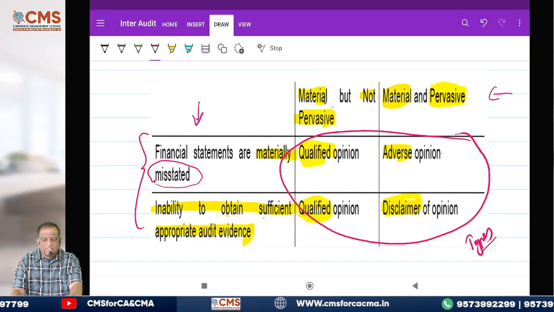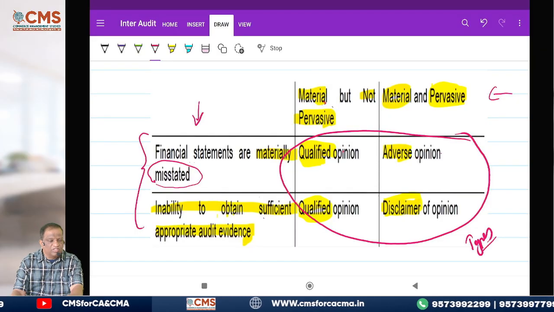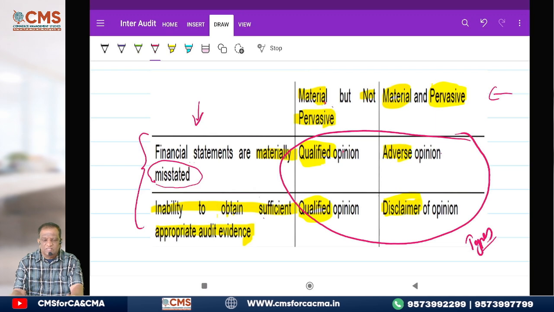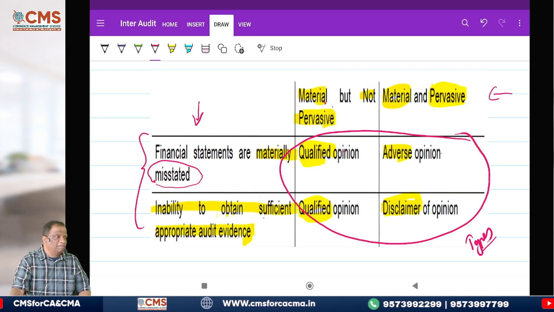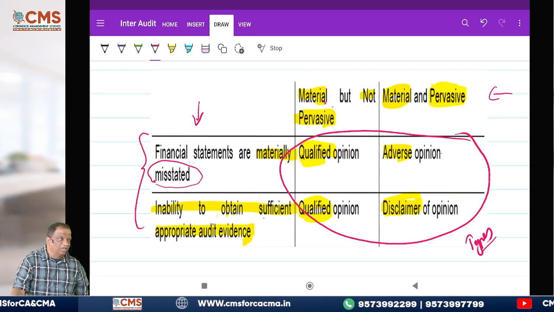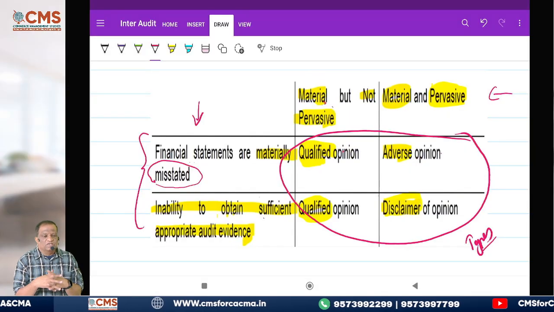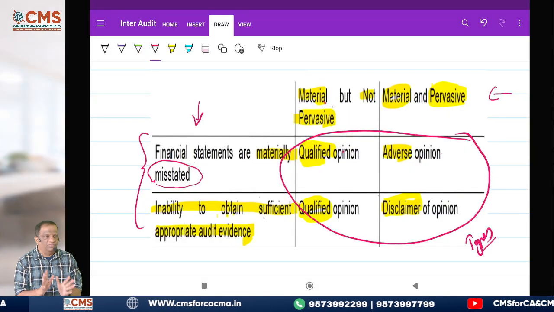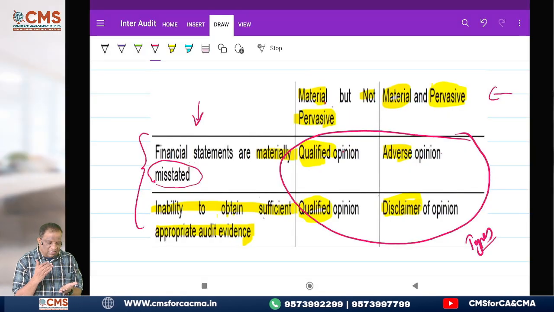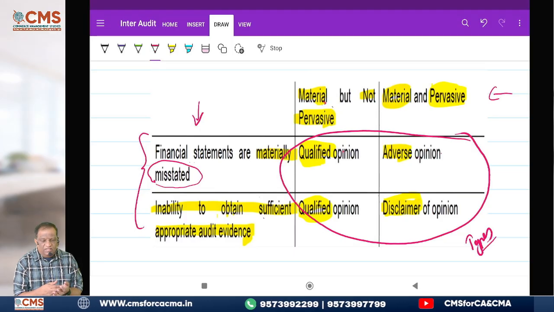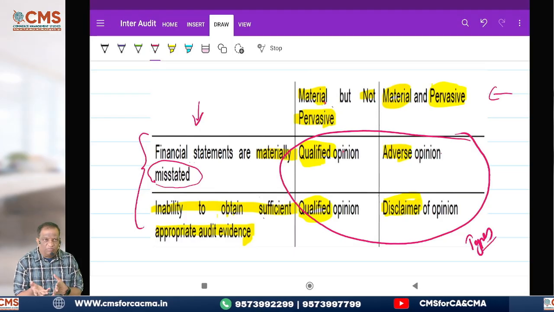Earlier we have discussed SS700, now we are on to SS705. Now you tell me, what does this SS705 deal with? It deals with the modified reports. Now in the modified reports, from exam perspective, there are two different questions. One is, what are the circumstances why I modify? And next one is, what are the types of modified reports?